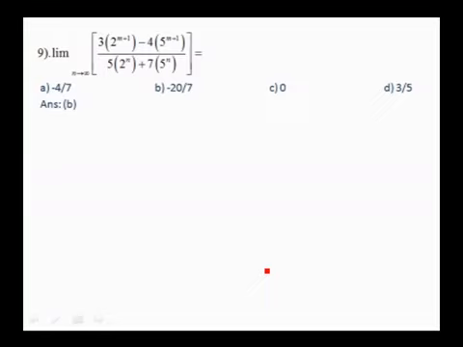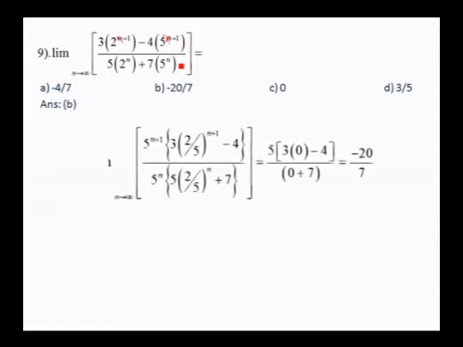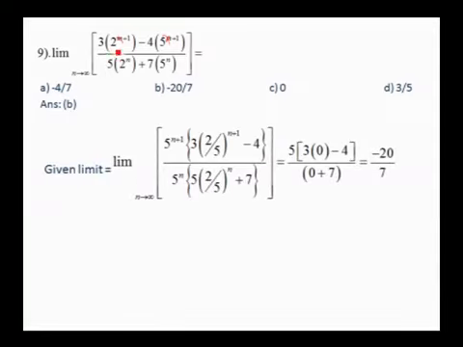So limit n tending to infinity of 2 to the power of n+1 minus 4 into 5 to the power of n+1 over 5 into 2 to the power of n plus 7 into 5 to the power of n. So ಇಲ್ಲಿ I have to remove this. ನೋಡಿ 2 and 5 ನಲ್ಲಿ ದೊಡ್ಡ ನಂಬರು 5. ಸೊ ರಿಮೂವ್ 5 to the power of n+1 outside. Then I can write 5 to the power of n+1 into 2/5 whole to the power of n+1 minus 4.